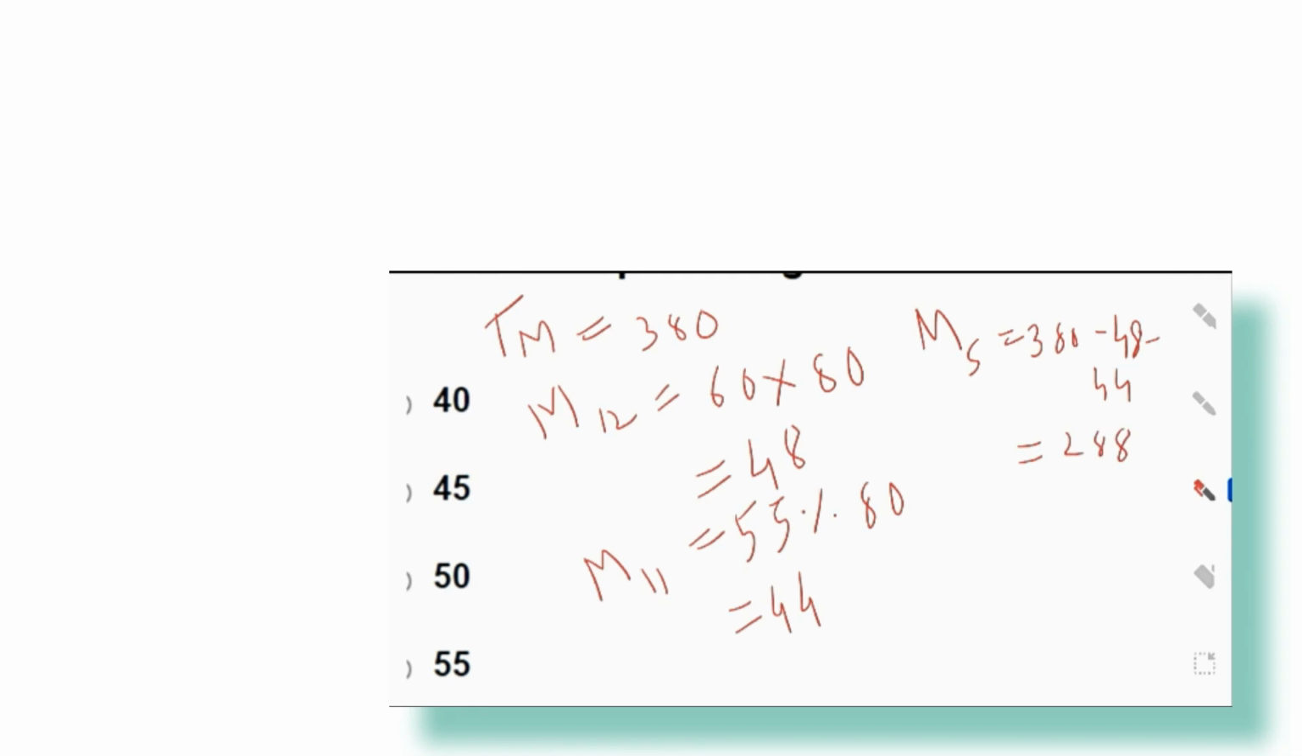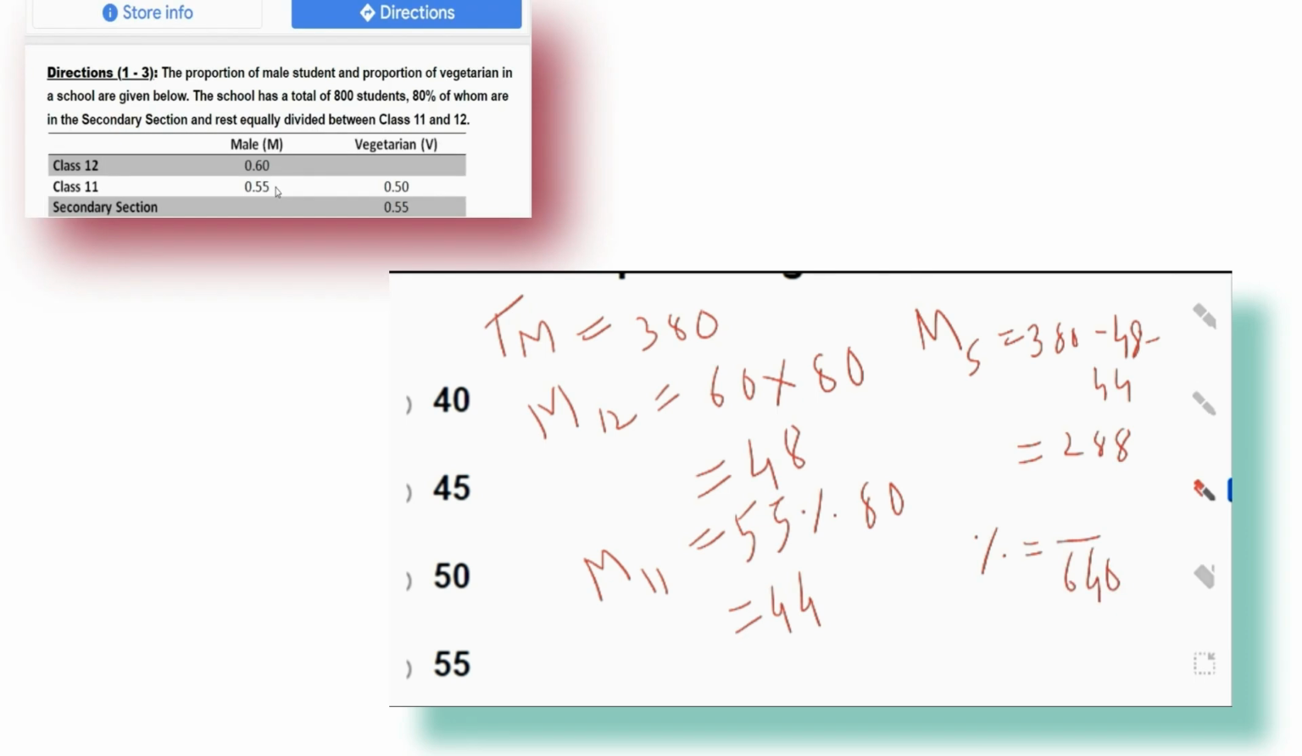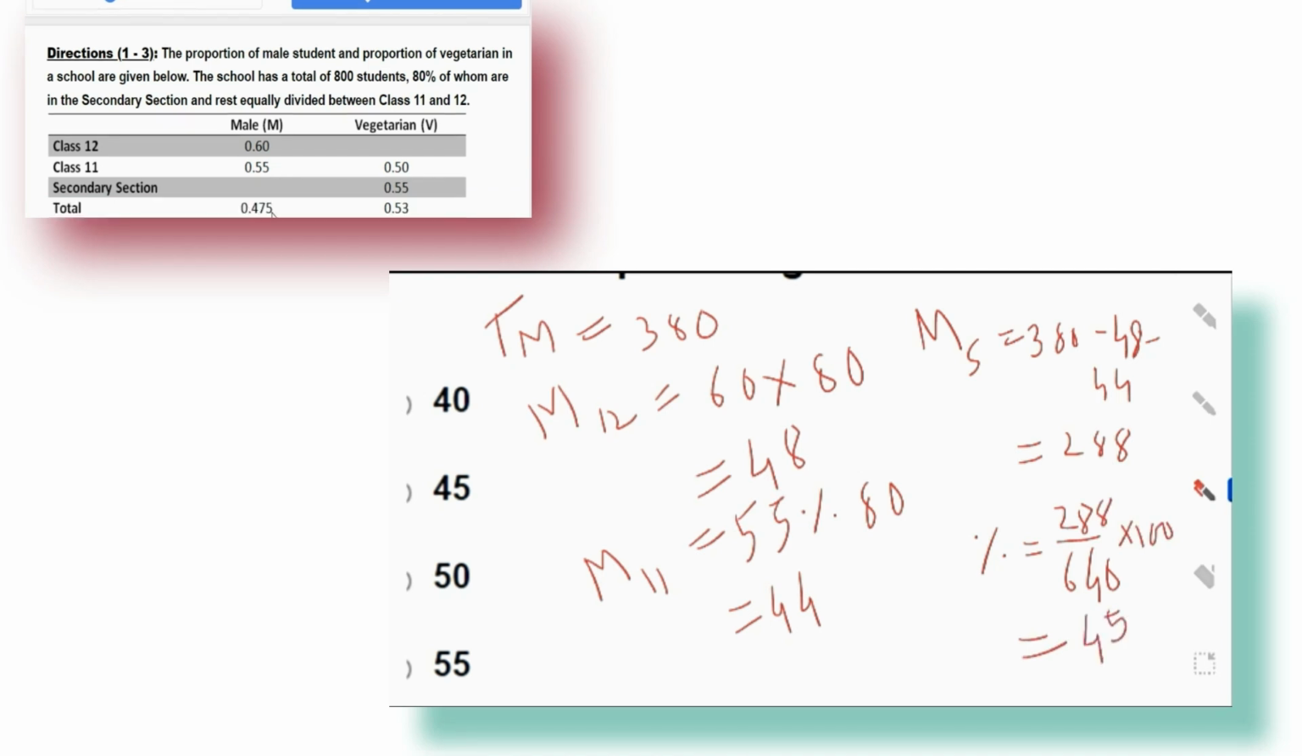Now our task is to calculate the percentage of male students in the secondary section. In the secondary section, the total number of students is 640, right? That is 80% of 800. And the total male students is 288. So divide and multiply by 100 and get the percentage. So this becomes 45%.